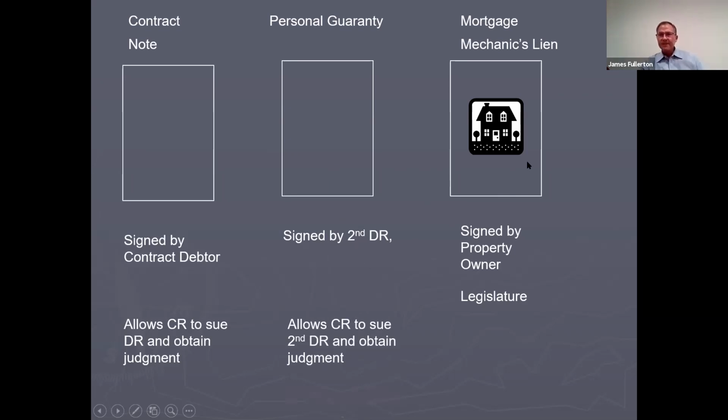It's different from the mortgage. It's different from the mechanics lien, which gives the lender lien rights in a particular piece of property. This is another unsecured promise to pay. It just allows the creditor to sue a second debtor. And if the second debtor has assets, that is probably sufficient to collect. But the lender can have the same problem here. The second debtor doesn't have any money either.